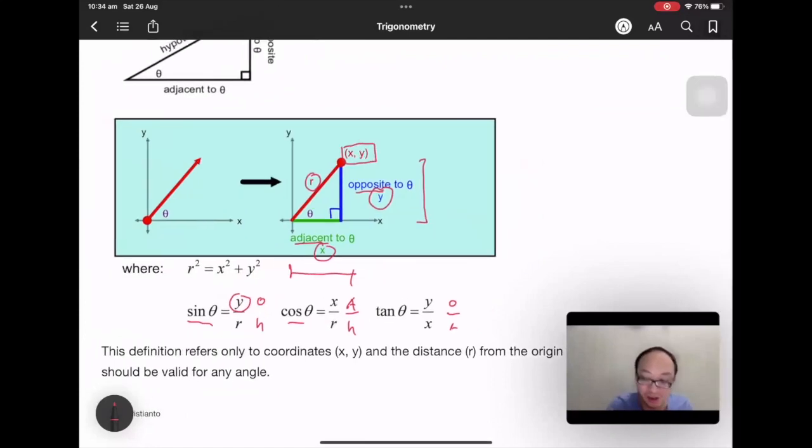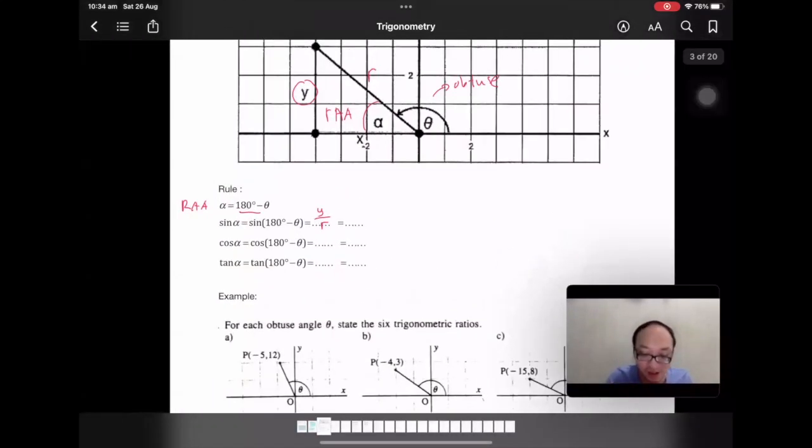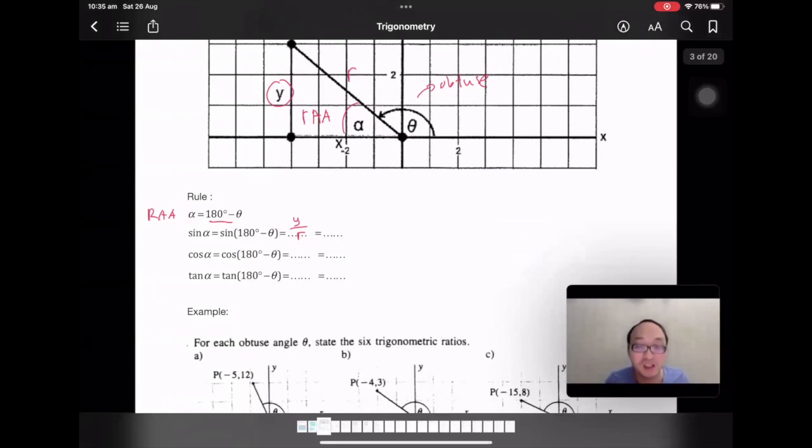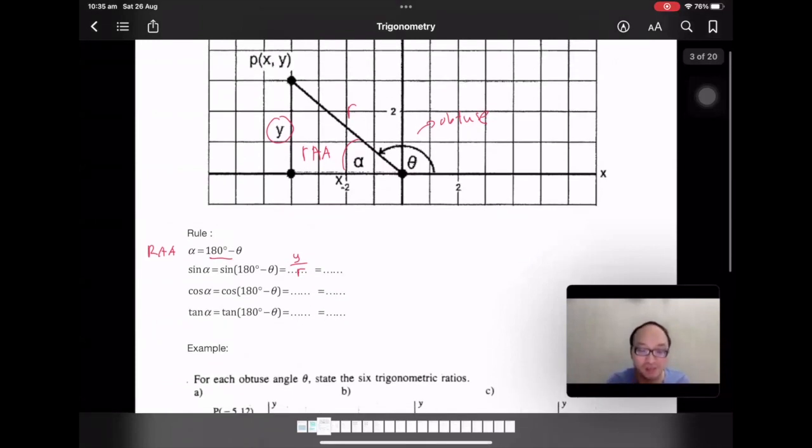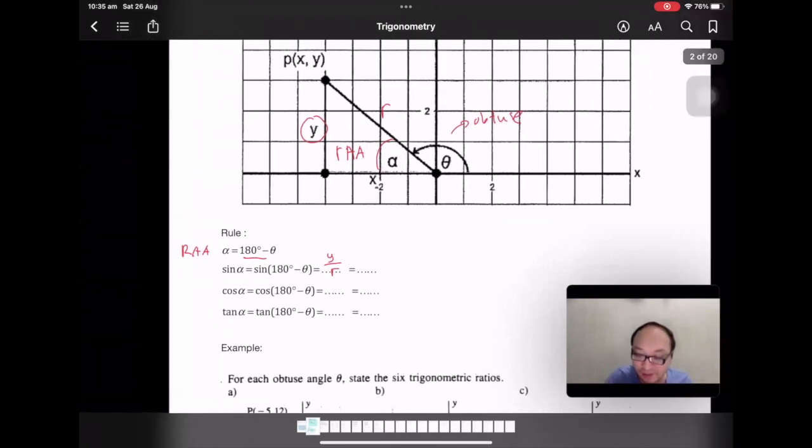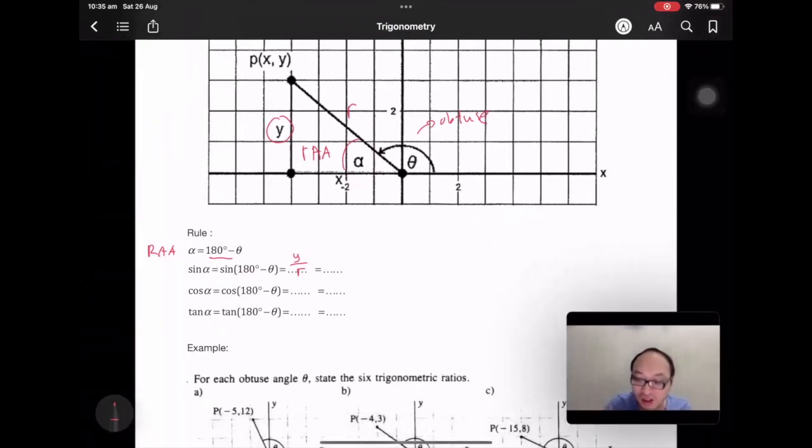That means sine alpha equals sine 180 minus theta, and this is equal to y over r, y over r in the acute angle. So if we have an acute angle, this is y, this is theta, this is x, this is r. So this is equal to sine theta.